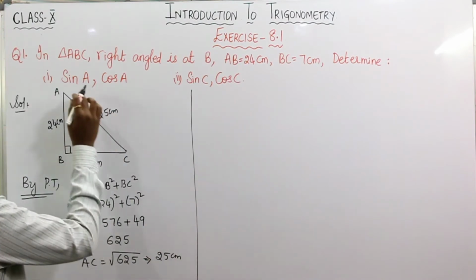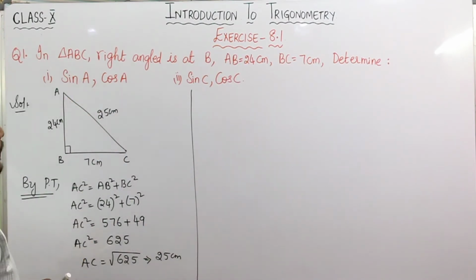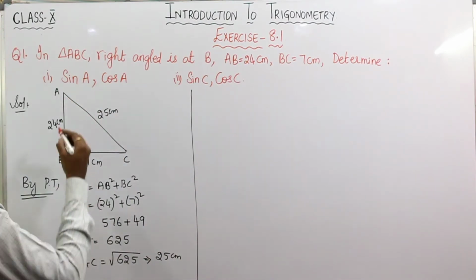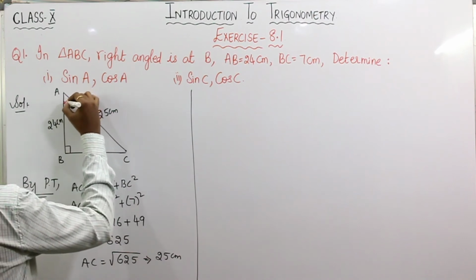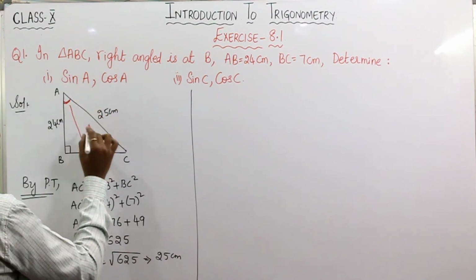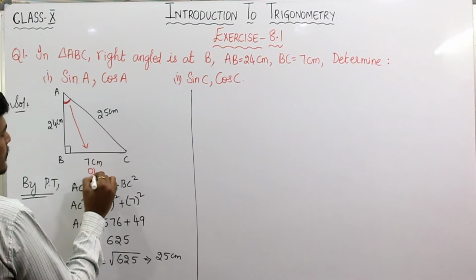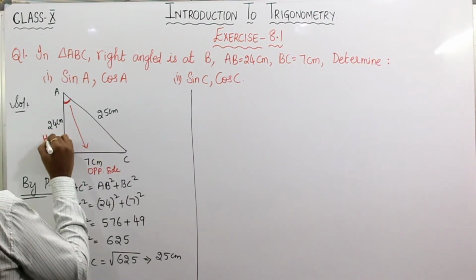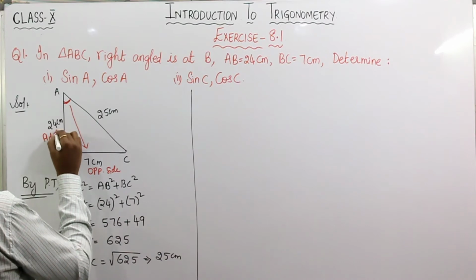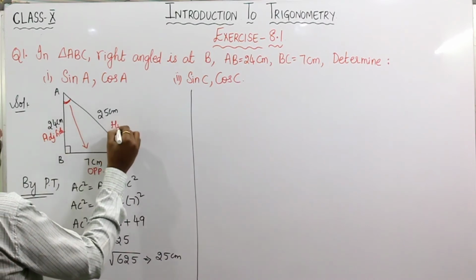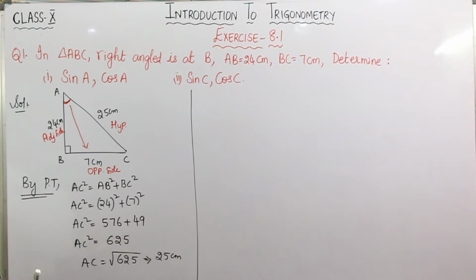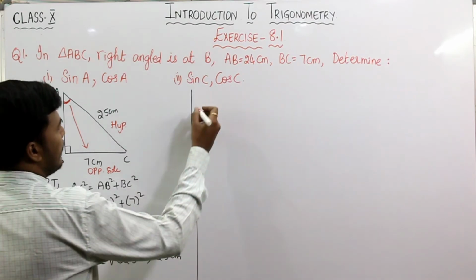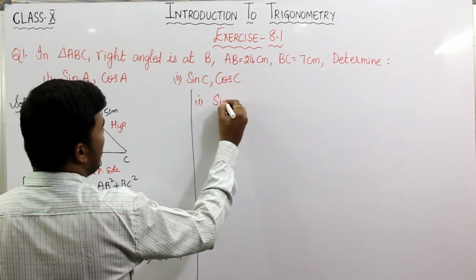Now what is given here? Sin A. A stands for angle. So you have to consider the angle from which point? A point. Then the side opposite to this will become the opposite side. And what is the adjacent side here? 24 is the adjacent side and hypotenuse remains 25. So first we have to find the value of sin A.